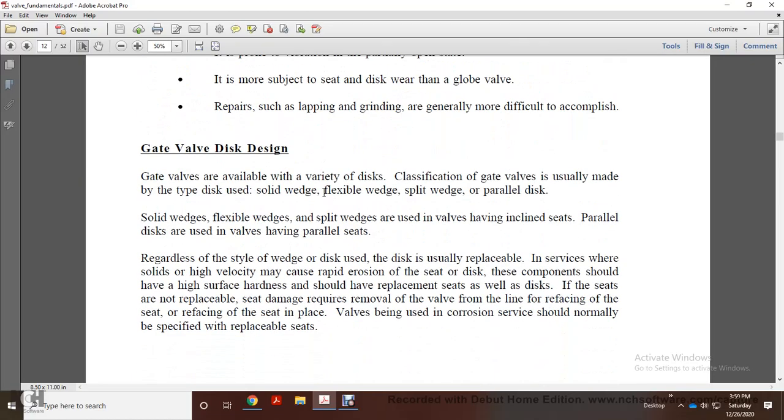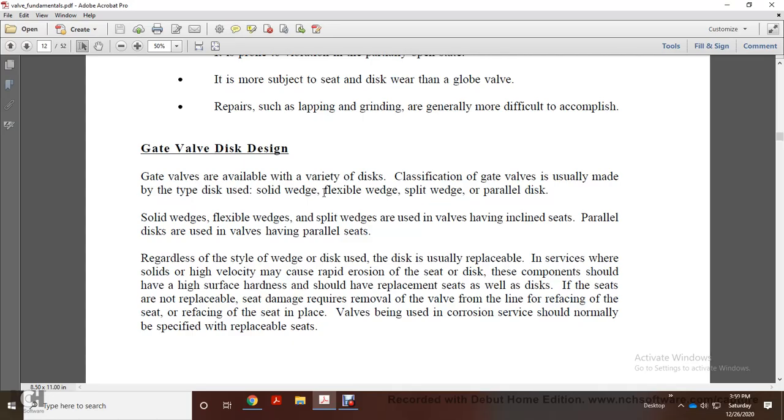Gate valve disc design. Gate valves are available in a variety of disc classifications. Gate valves are usually classified by the type of disc: solid wedge, flexible wedge, split wedge, or parallel disc. Solid wedge, flexible wedge, and split wedge are usually used in valves with inclined seats. Parallel discs are used in valves with parallel seats.